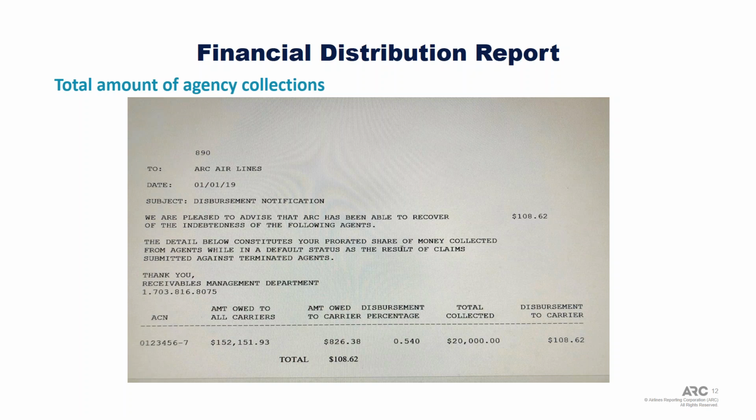This report will detail the agency that's involved, the amount that's owed to all of the carriers, the amount that's owed to your airline, and the percentage of what is your share, the total amount that they were actually able to collect out of that amount owed to all carriers, and then your disbursement amount on a prorated basis in this case. So this is the report that you would use when you receive a check and you're not sure what to apply the check to. This would be the first tool that you'll use.